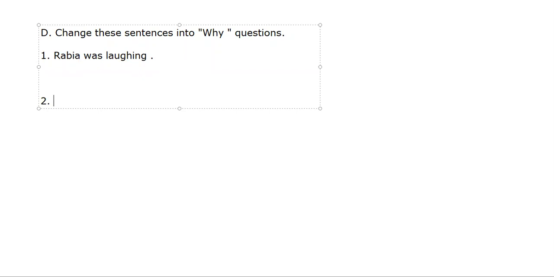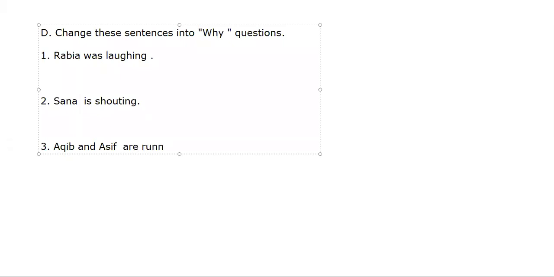In the meantime, I'm writing point number two. Sana is shouting. Point number three. Akib. Salik, you do not put a question mark at the end, and this is a big mistake. Hassan, same mistake. Point number three, Akib and Asif are running. No, Salik, your sentence is wrong. Why Sana is shouting? It is wrong.